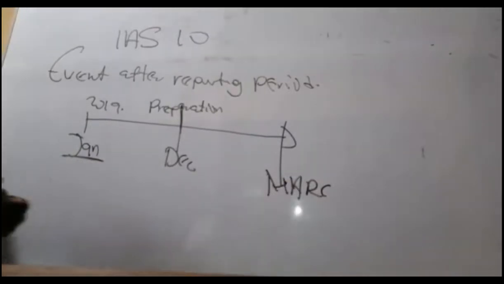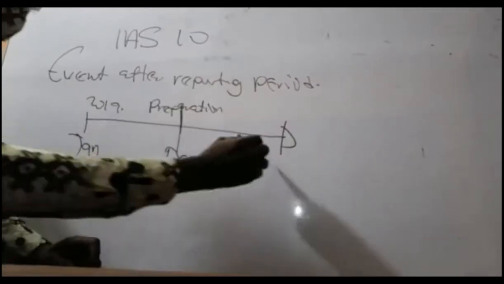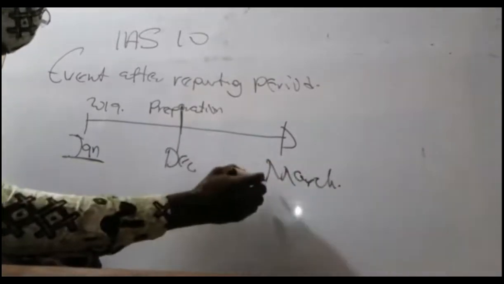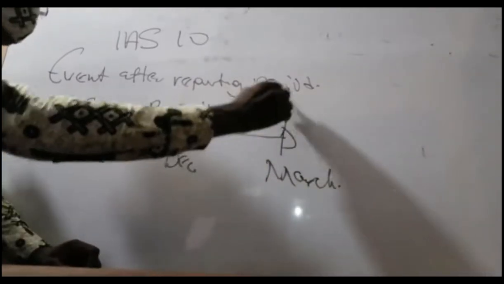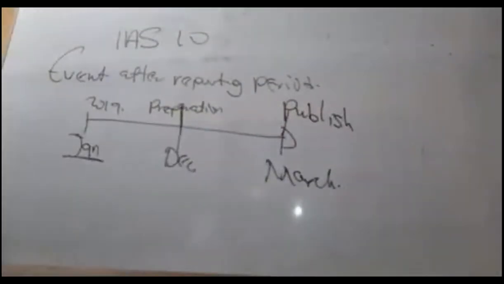March ending. So they have to what? Publish the financial statement. So we call this one the publish or issue date. That's where they will issue the financial statement to the general public for public consumption. So 3 months after the preparation date, the financial statement must be what? Published.